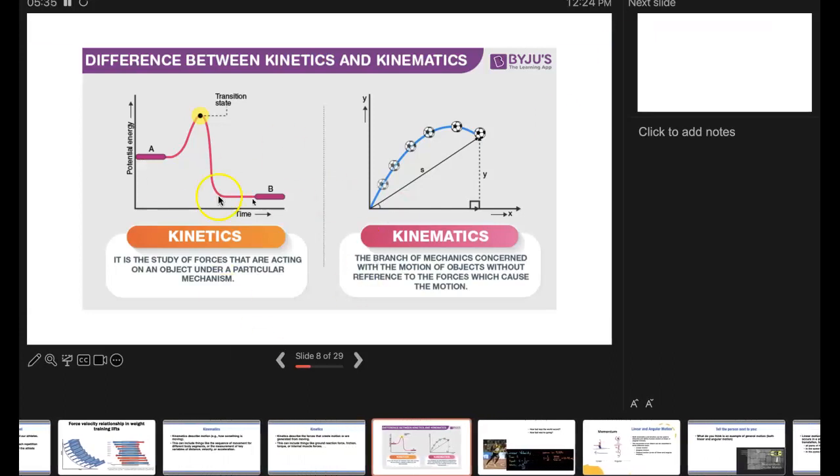So here's another way of thinking about this. Kinematics would be how fast the ball goes, what launch angle it has, how far the distance is. Those would be the kinematics: the mechanics concerned with the motion of the object without any reference to the forces which cause it. Kinetics, on the other hand, is the study of the forces that are acting on an object for a particular type of mechanism.